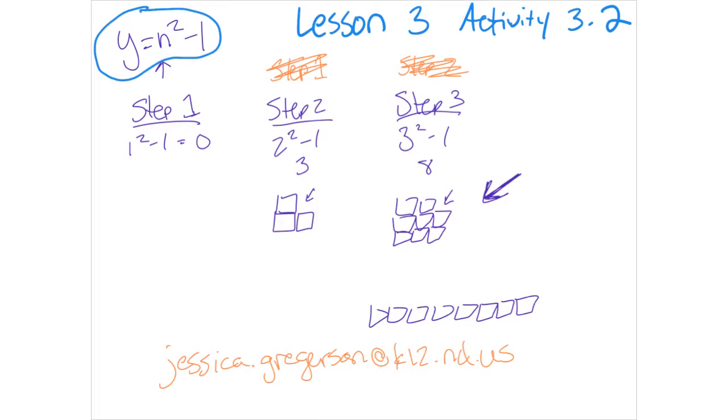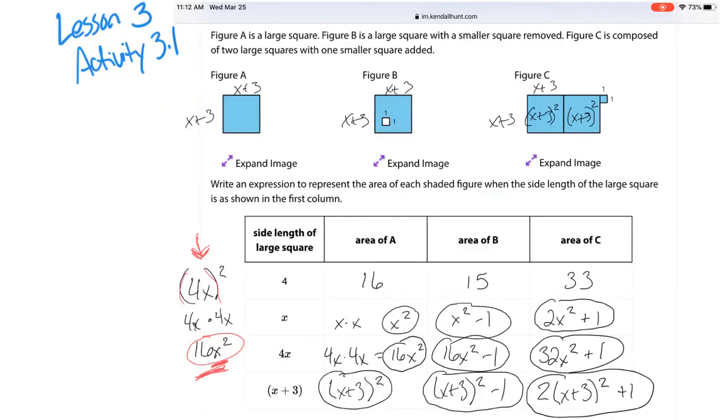Then the other thing we talked about was in Lesson 3, Activity 3.1. And this one was a little bit different. You were making expressions for all these things. It looked like everyone was fine with it if the length of the square was 4. Looks like we were fine if the length was x. Then when we got to 4x, we had some questions on that.